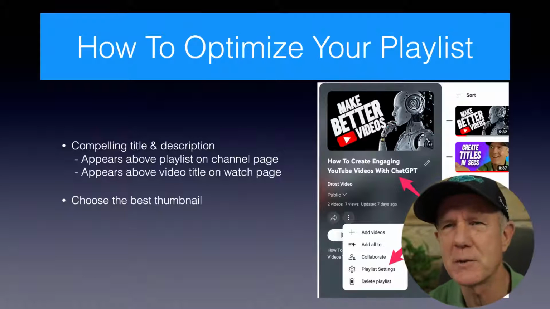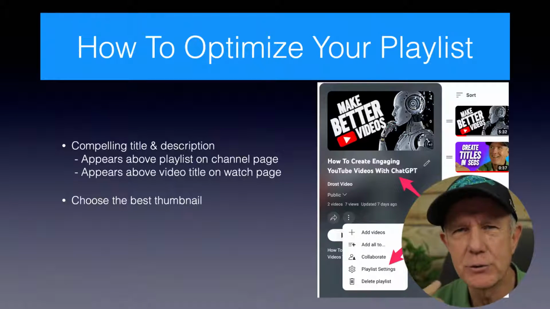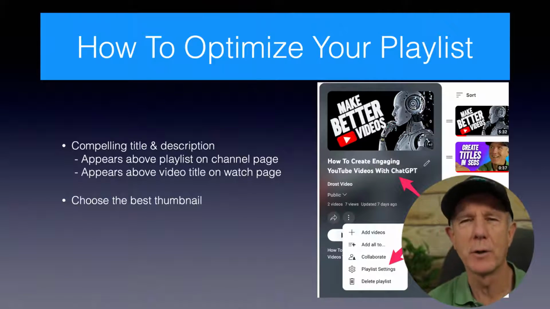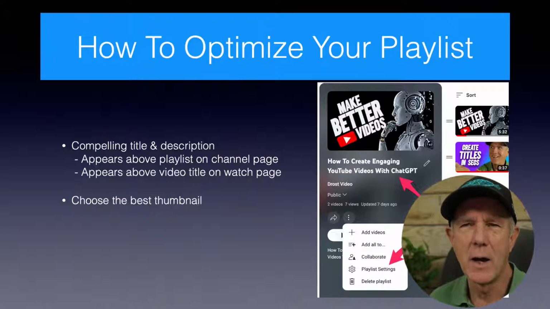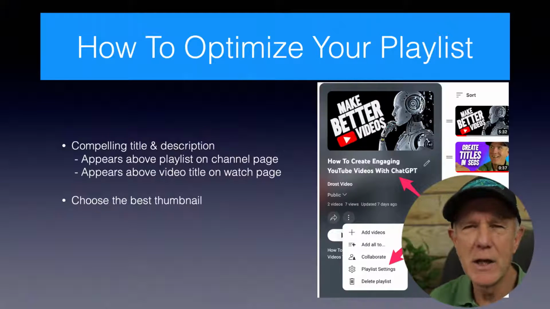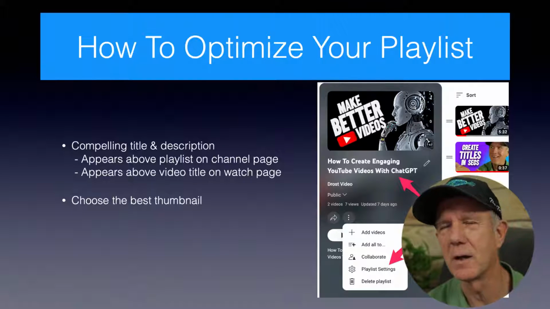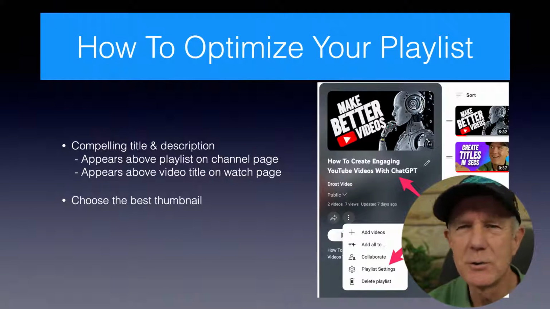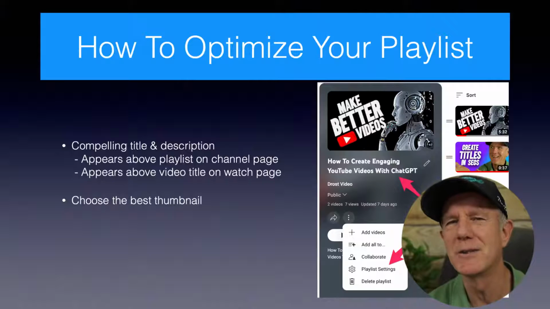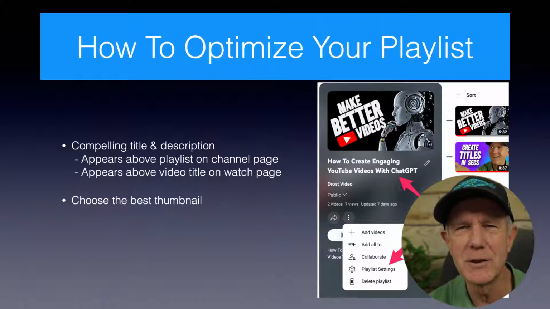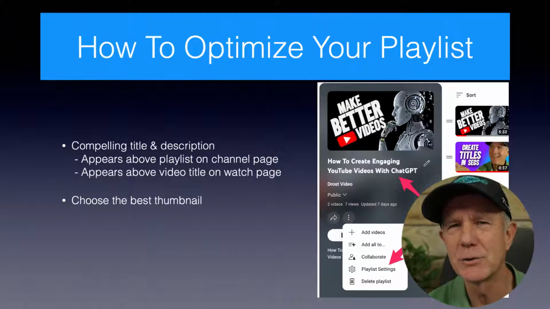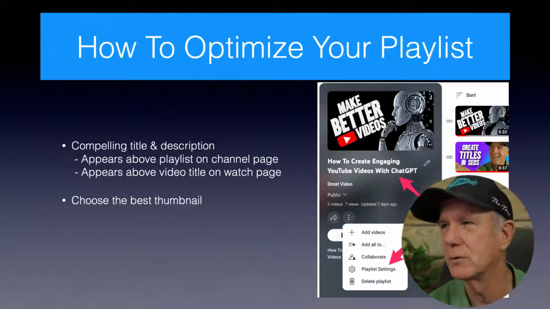And you can also use ChatGPT for creating a description for your playlist. So you want to include keywords in there, but you can ask ChatGPT, for instance, say, write an engaging description for my video titled such and such. So there's a couple of easy ways to come up with engaging titles, not only for your playlist, but also for your future videos.